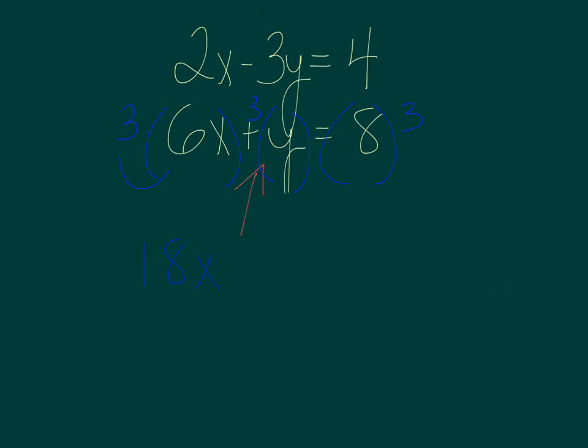Then we do the 3 times y and we'd get our positive 3y. And then we do 8 times 3 and we would get 24. And then we would have our new and improved equation that is going to easily cancel out with the other one. So let us just shrink it.